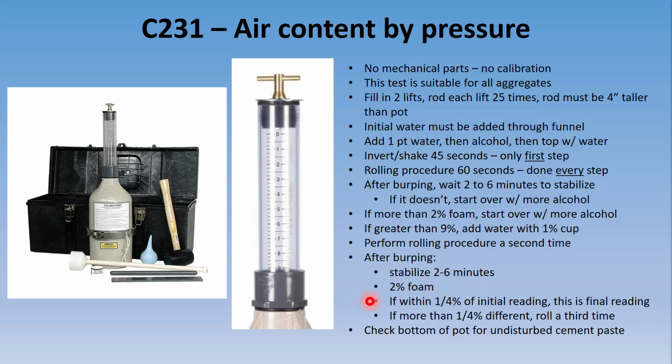And then the last step, like you saw in the video, is you pour out your contents, you disassemble your device, and you dump out the concrete from your pot. And you want to examine, right? You want to examine the bottom of the pot for undisturbed cement paste. And if you have an excessive amount of undisturbed cement paste still stuck in the bottom of this pot, it means you didn't roll it sharply enough during the rolling procedure. So that would be the last reason that this test would be invalid and that you would have to start over.